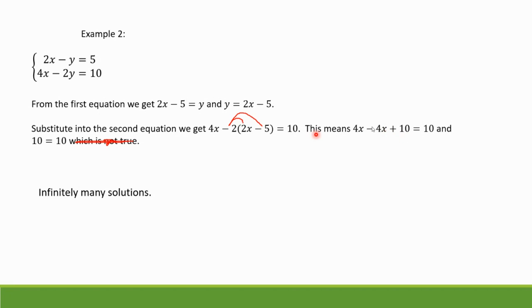So the 4x's cancel. Notice we got 10 equals 10. I'm not sure why I had "which is not true" here. I think I was copying the previous example and I forgot to eliminate it, so I crossed it out here. But we have 10 equals 10, so sorry about that. And since 10 equals 10, there's no variable here. That tells us there are infinitely many solutions.